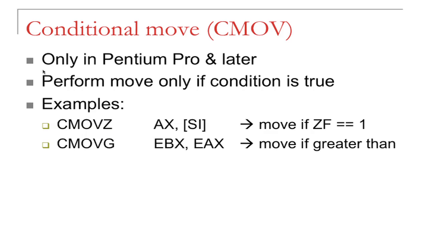Next example is CMOVG. G stands for greater than. So this instruction will copy the value from EAX to EBX if, in fact, the previous instruction, the comparison instruction, which usually will be the case, reveals that one number is greater than the other one.